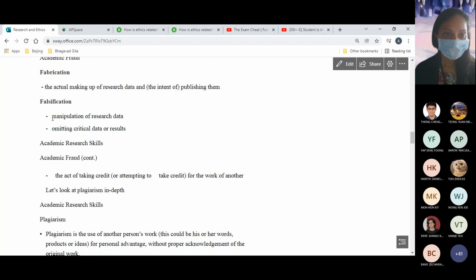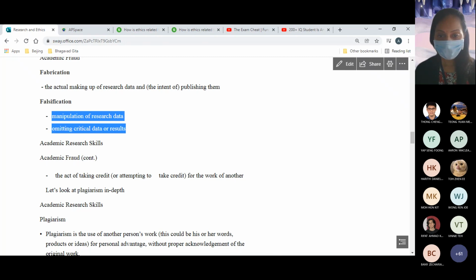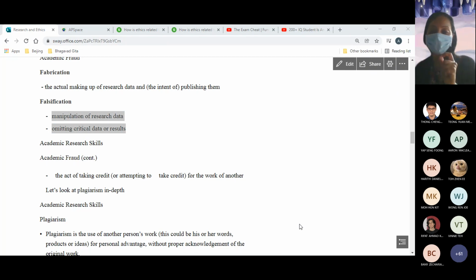He is manipulating. Manipulation. Making up data means from zero, meaning he didn't do any research, nothing, from zero, and then he's just saying that, oh, I've done something. That is fabrication.